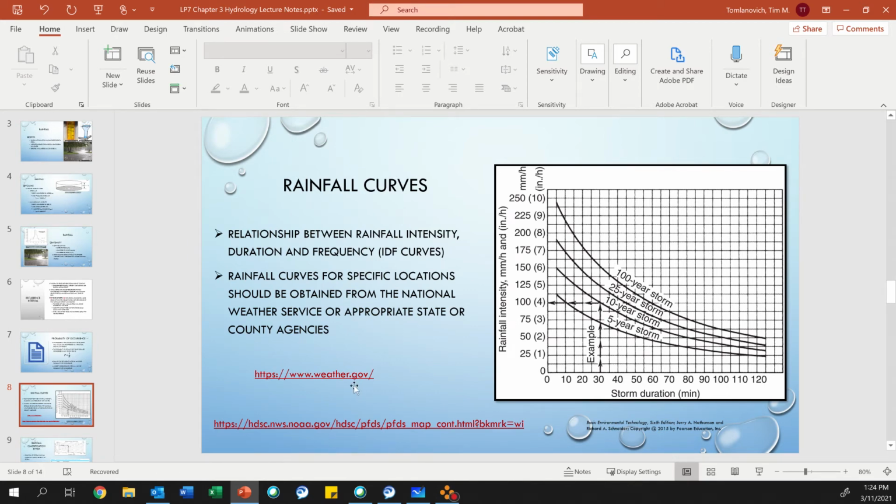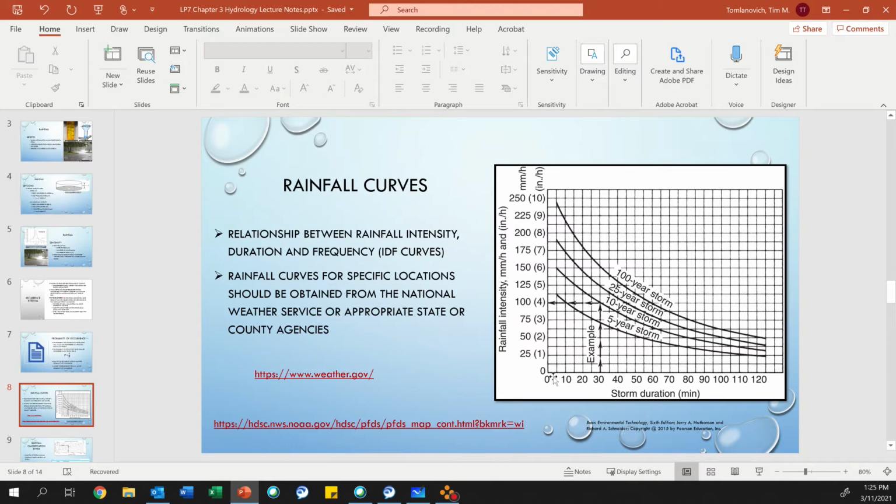Again, this is statistical data that they keep accumulating over years after years after years, and they create these IDF curves for civil engineers to do their design. So how do these work? If you look on the diagram of a basic general IDF curve on the right here, this is from your book.